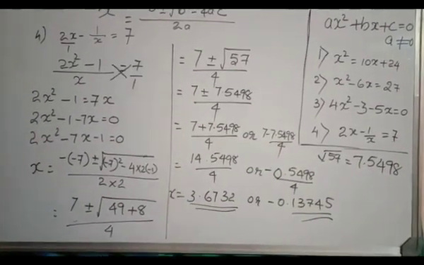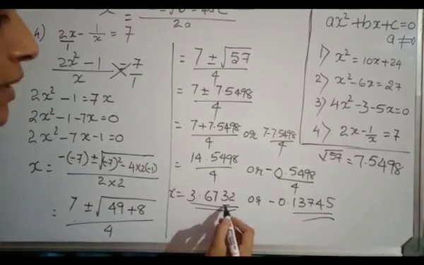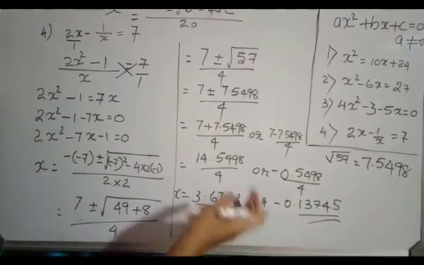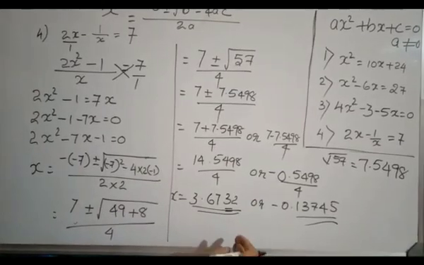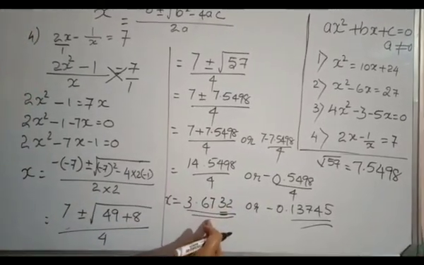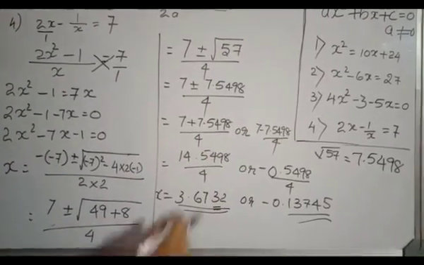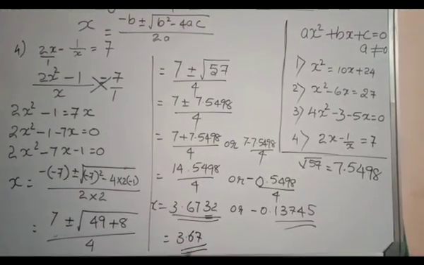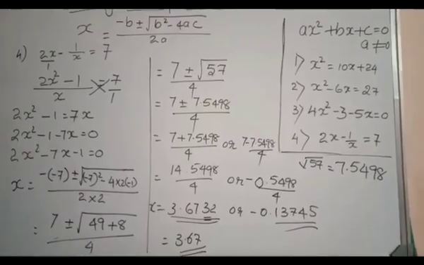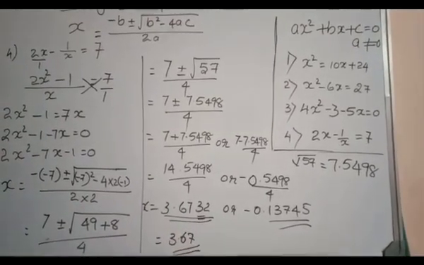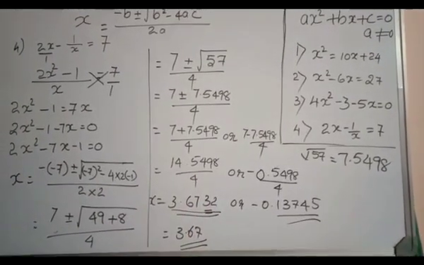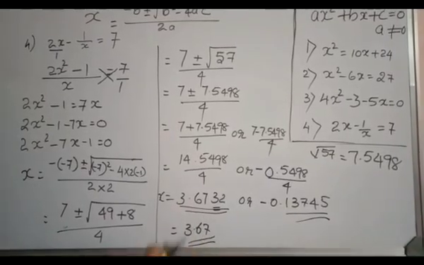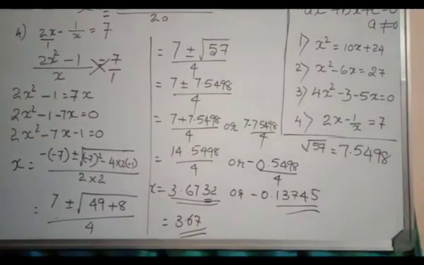In that case, you have to check the third digit. If the number is 5 or more than 5, you need to add 1 to the previous digit; otherwise you can write it as it is. So your answer will be 3.67 in this case when you are writing it corrected to 2 decimal places, since the third digit after the decimal is 3, which is less than 5.